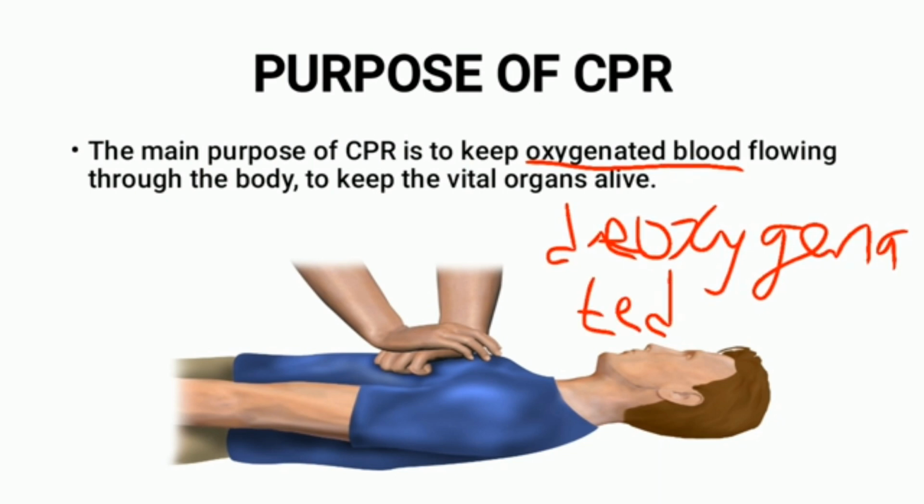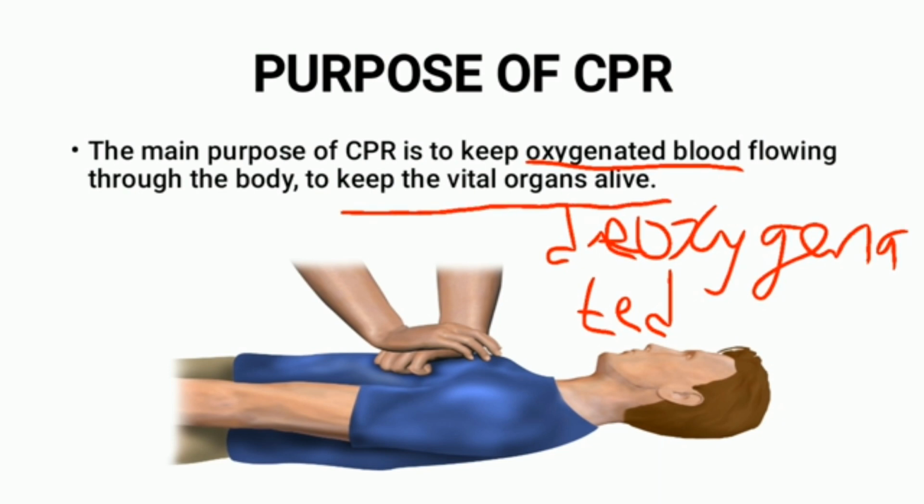Why must it be oxygenated blood? Don't forget that we mentioned that the body cells and tissues require oxygen. So if the blood is even getting there, but it is not oxygenated, it's still not useful to the cells, because it will only contain maybe nutrients, but it's not going to contain the oxygen that will make them stay alive. So the main purpose of CPR is to keep oxygenated blood flowing through the body. It is when the blood flows through the body that it's able to get to the cells and the tissues. Once the oxygenated blood is flowing, it will help keep the vital organs alive.